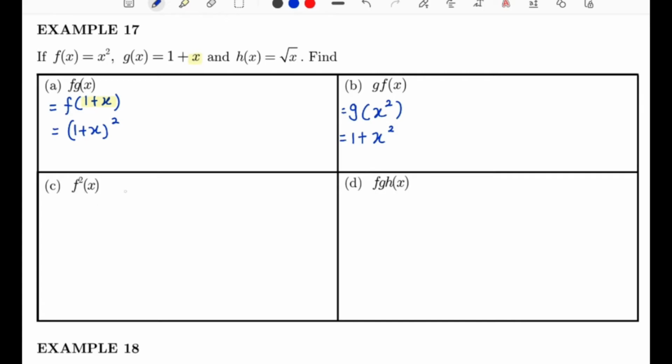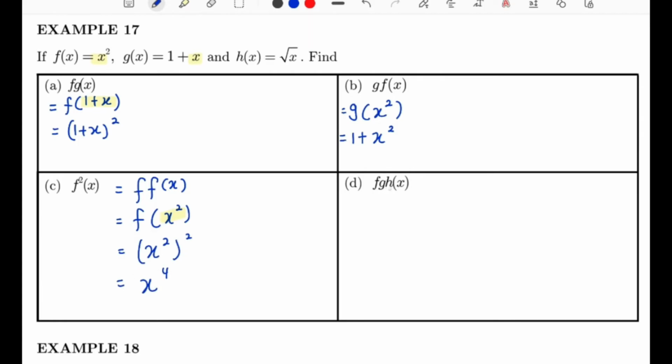C, f squared(x). f squared(x) is the same as ff(x). So we write down the inner function, which is f(x), and then substitute x squared here into the x. So (x squared) squared, x to the power of 4.